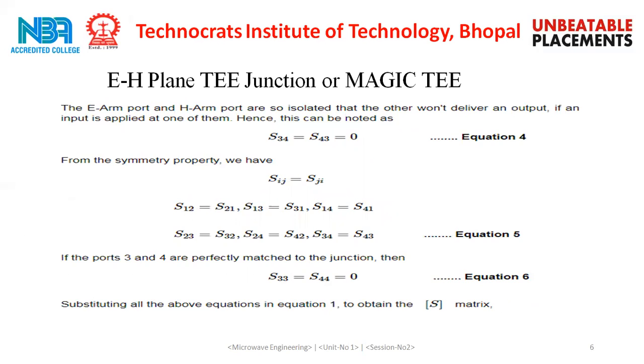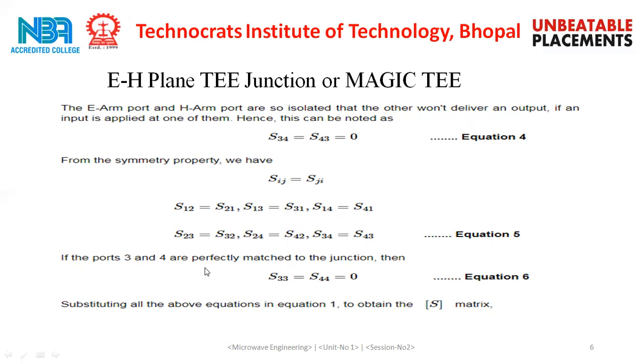See, these E-arm and H-arm are the isolated ports. There will be no output from port 4 if there is an input from port 3. And if there is an input from port 4, there will be no output from port 3. That means these are independent ports, and S34 is equal to S43 is equal to 0. Now we are going to apply the symmetric property as we have applied for E plane T junction and H plane T junction. Symmetric property of the scattering matrix gives S12 is equal to S21, S13 is equal to S31, S14 is equal to S41, S23 is equal to S32, S24 is equal to S42, S34 is equal to S43.